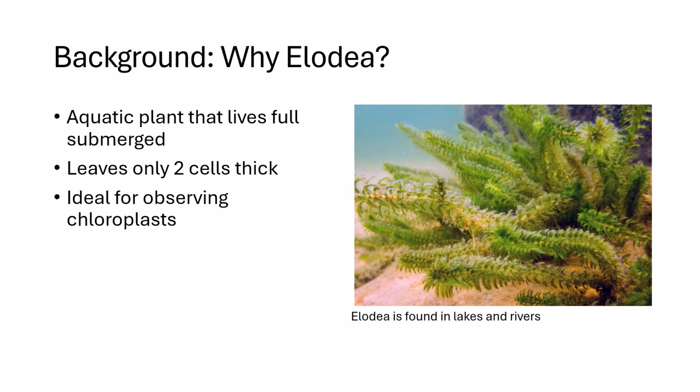Elodea is an excellent model organism for studying plant cells because its leaves are extremely thin, only about 2 cell layers thick. This allows light to pass through easily, making it possible to observe individual cells and organelles without special staining. Because Elodea lives underwater, its cells are well adapted for efficient photosynthesis.